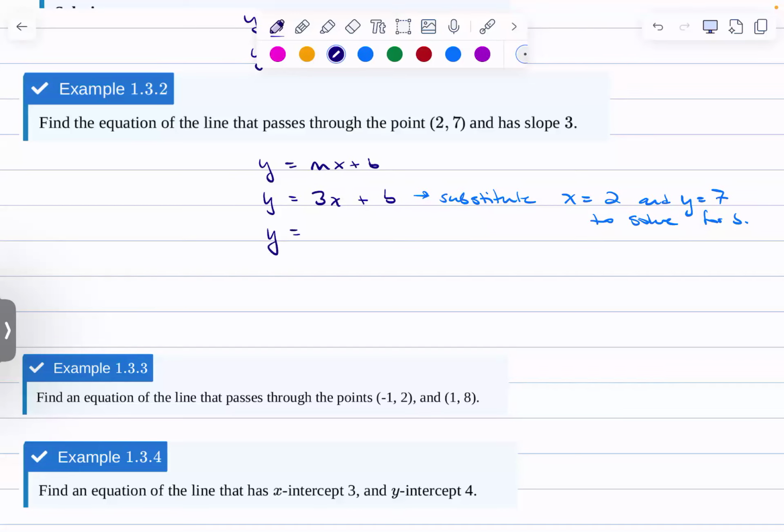So y equals, whoops, y was 7. 7 equals 3 times, try to be color coordinated here, 3 times 2 plus b. 3 times 2 is going to be 6. So I get 7 is 6 plus b, which means b must be 7 minus 6. So b must be 1. Start making some leaps here.